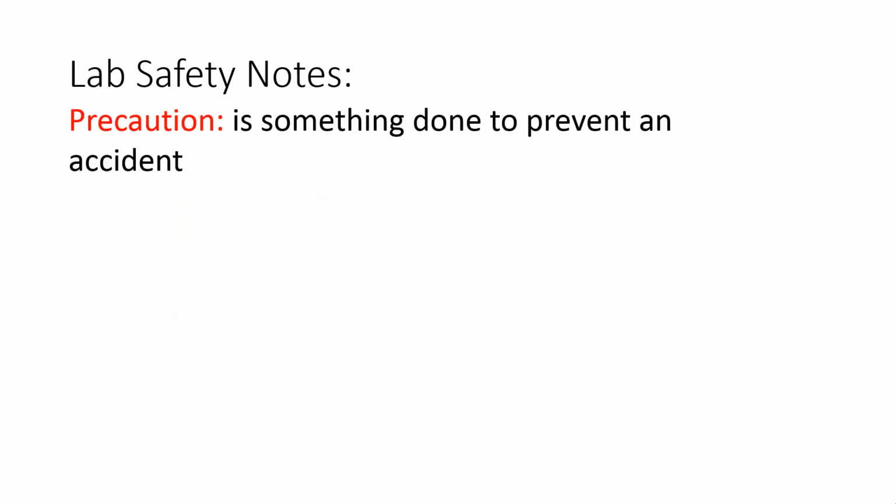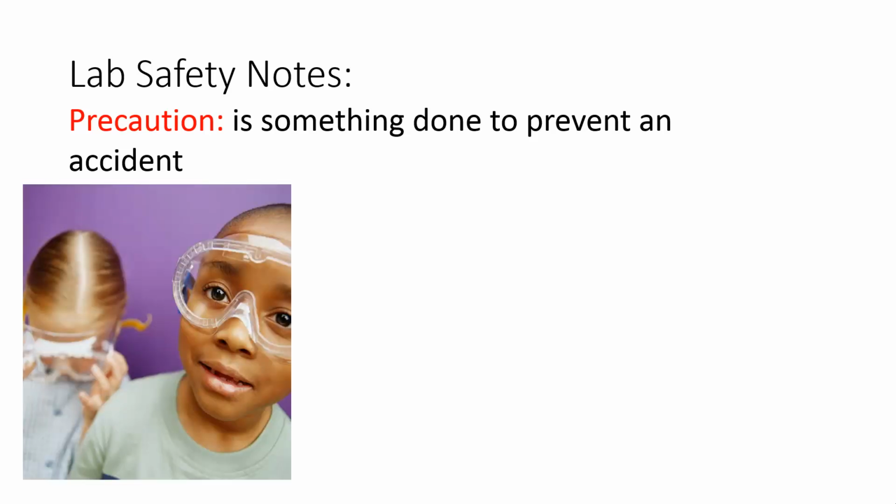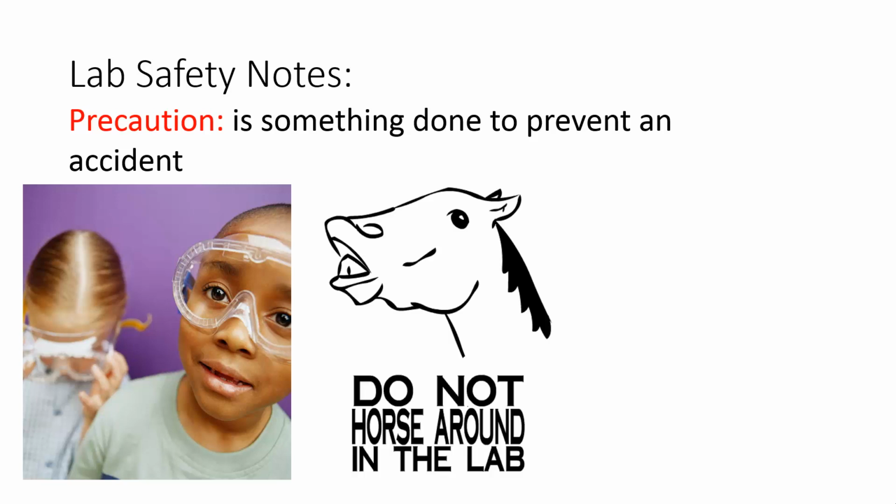The next thing we're going to talk about is a precaution. A precaution is something done to prevent an accident. So for example, wearing your safety goggles. Okay, what is this going to protect? This will protect your eyes to make sure that nothing gets in them, any chemicals, any dust, any pointy objects.